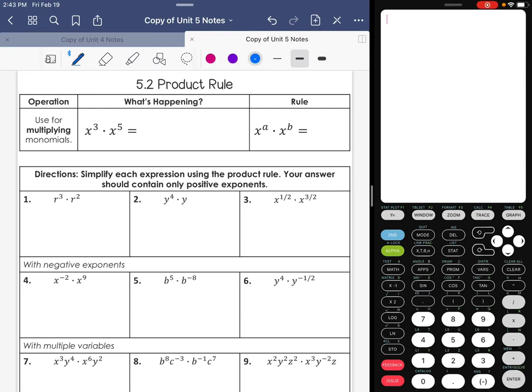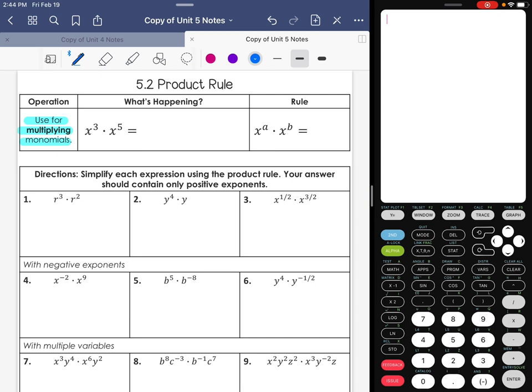Today's video will be about the product rule, which is our next exponent rule. This is used for multiplying monomials. So you can see here we have x to the third power times x to the fifth power. And we are going to use the product rule to get a simplified answer.